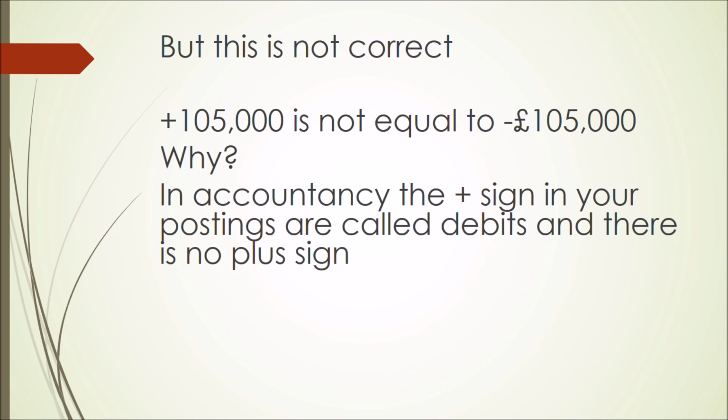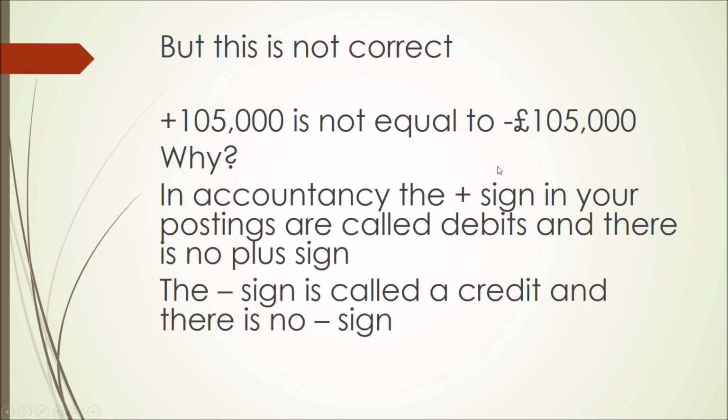The reason is because in accountancy you don't have a plus or minus sign. So you don't have this plus sign over here, and you don't have this minus sign over here. What you actually have is plus signs are called debits. So if you have a plus sign, whatever cup you put it into, a plus sign is a debit. So there's no plus sign, it's just called 105,000 debit. And the minus sign is called credit.